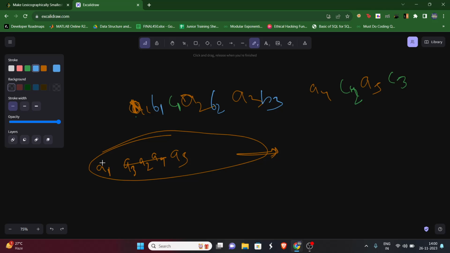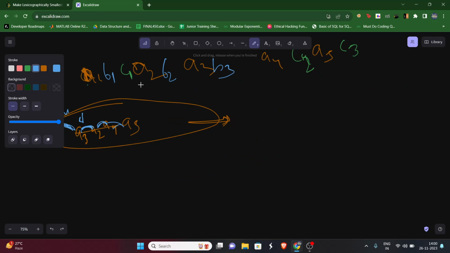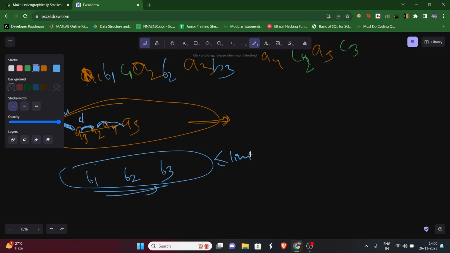So the consecutive difference between these two elements will be less than or equal to limit. The difference between these two elements will also be less than or equal to limit. Similarly for this one and this one. And there will be a second group, b1, b2, and b3, and once sorted, here also the same condition will follow, that the difference between two consecutive elements will be less than or equal to limit, and the same goes for c3. We can make another group.